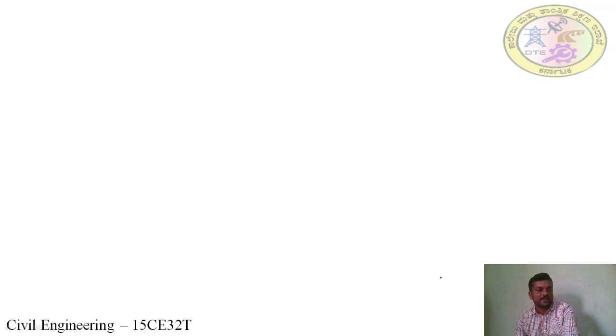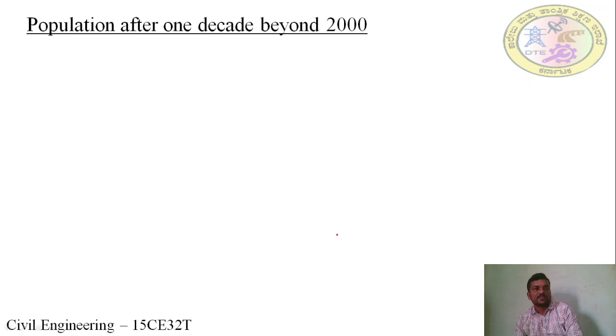So after finding out the average percentage increase in population per decade, we need to find out the population after one decade beyond 2000, which means we need to find out the population for the year 2010. So the expression for geometrical increase method is Pn is equal to P into 1 plus R divided by 100. Here P is the population of the known decade, R is percentage increase in population per decade.